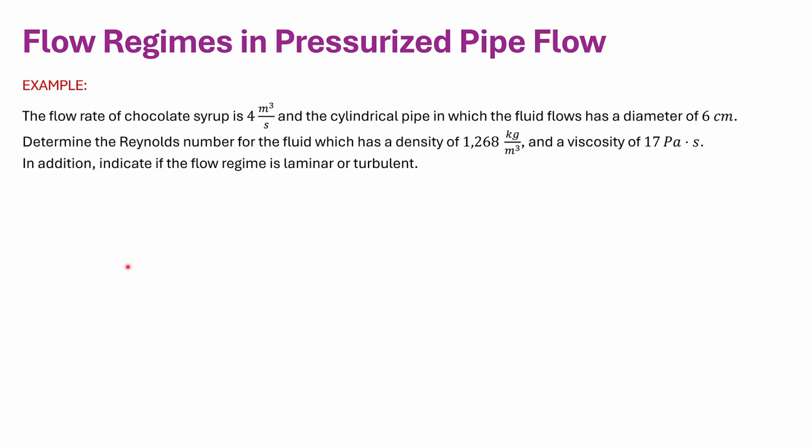Example: the flow rate of chocolate syrup is 4 meters cubed per second, and the cylindrical pipe in which the fluid flows has a diameter of 6 centimeters. Determine the Reynolds number for the fluid, which has a density of 1,268 kilograms per meter cubed and a viscosity of 17 pascal second. In addition, indicate if the flow regime is laminar or turbulent.